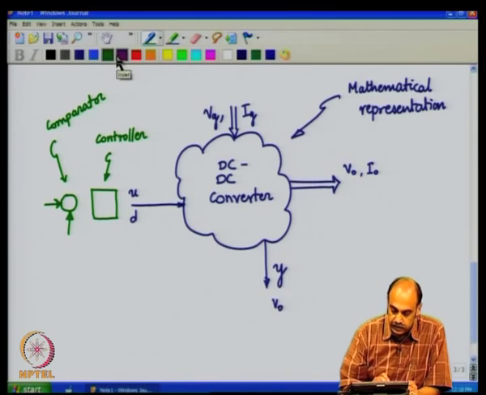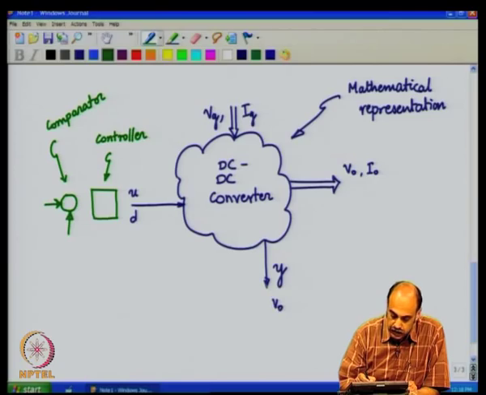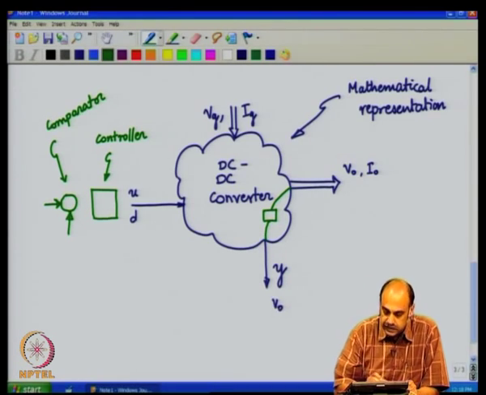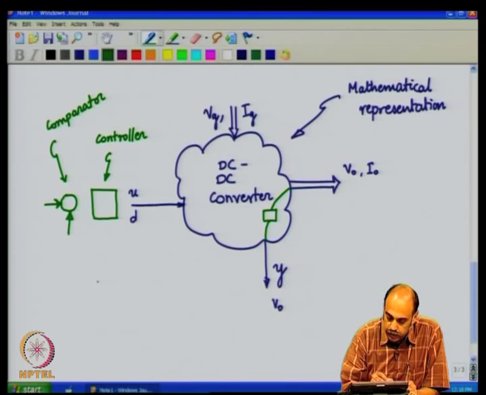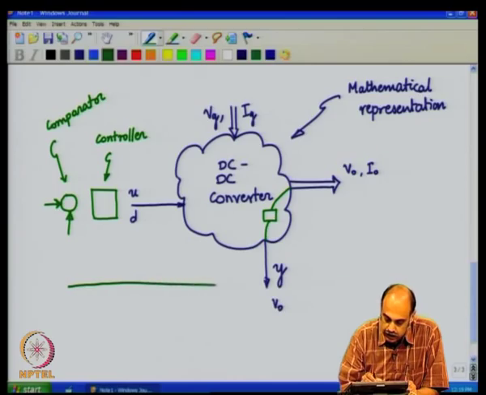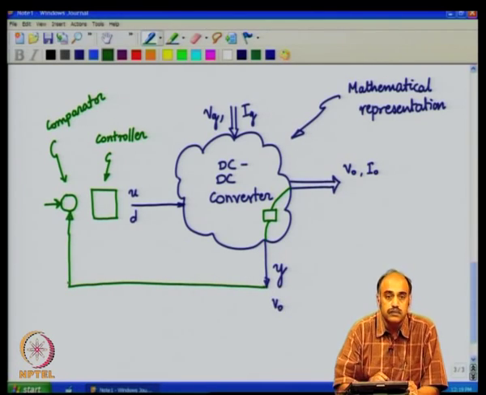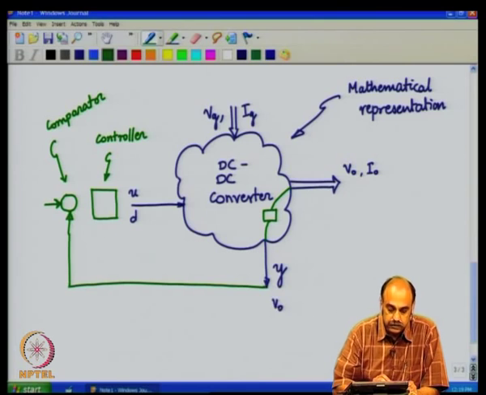So, what is done with these two? The controlled output, which is sensed and then given as a controlled output signal, a low power, low level information signal, is fed back to this comparator.